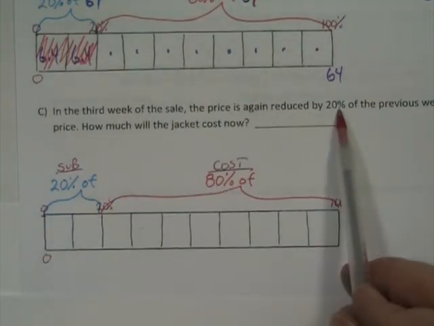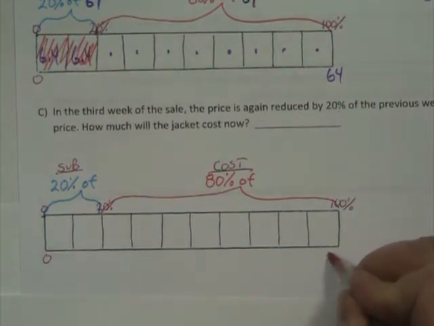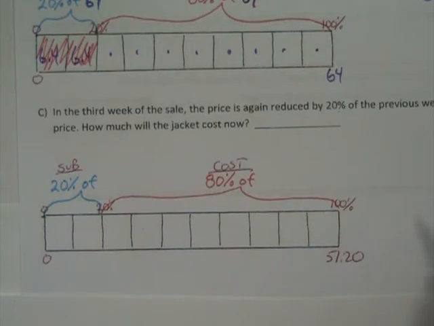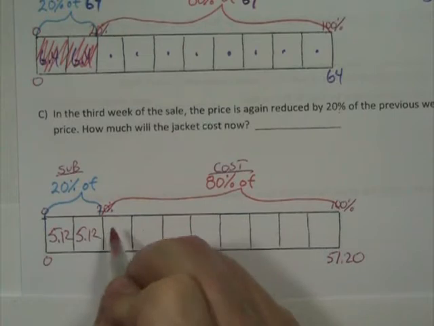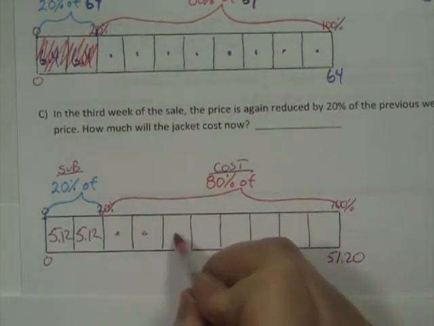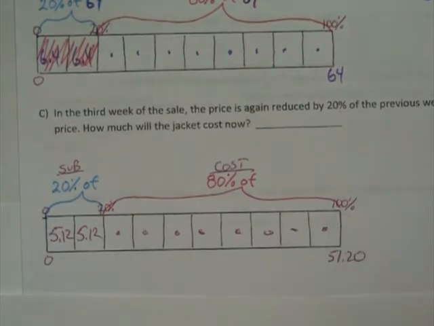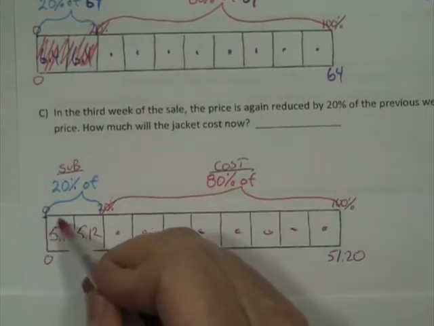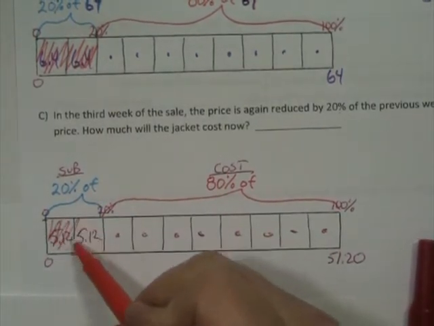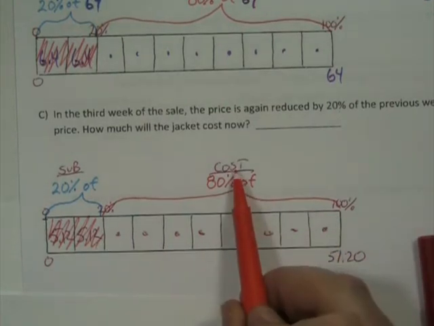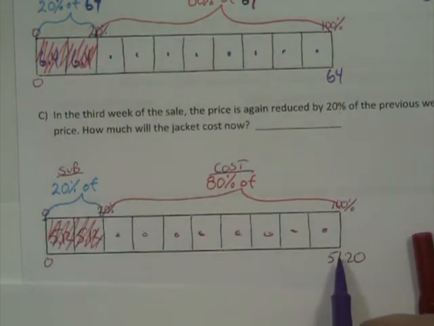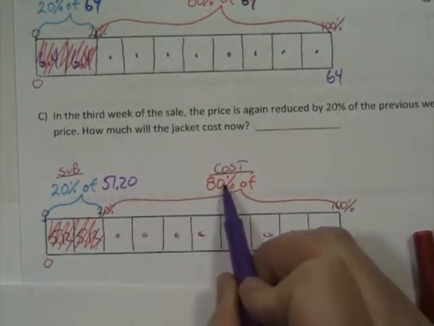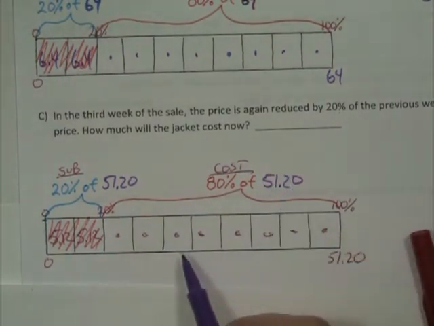On the third week, again, we're going to reduce it from the previous week. The previous week was $51.20. So if you were to move the decimal over, that's 5.12. 5.12, and I'm just going to say dot, dot, dot, to shorten things up. And this part right here is what we're going to be taking away. Whatever's left is how much it's going to cost us. So we're going to subtract 20% of 51.20. This is 80% of 51.20.